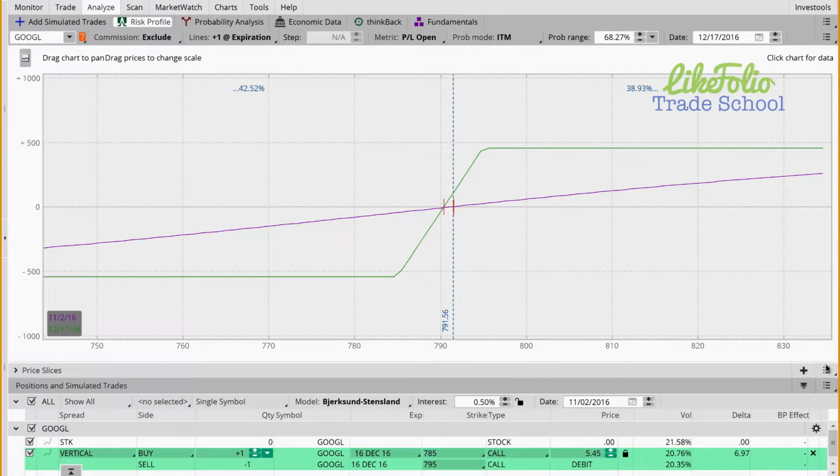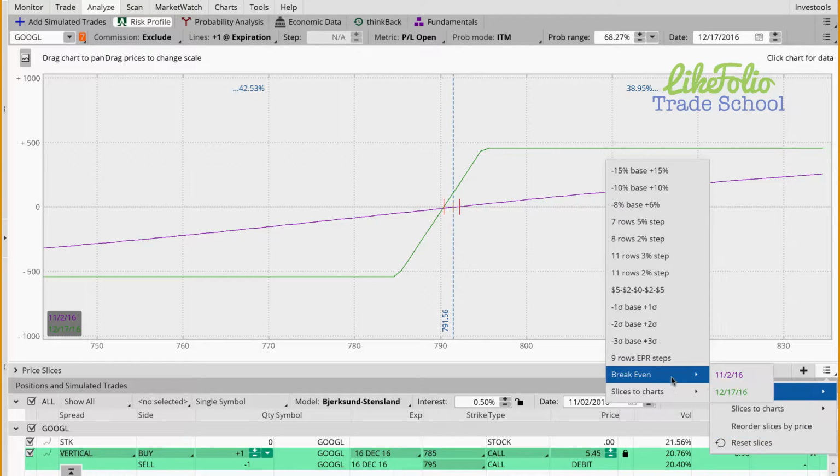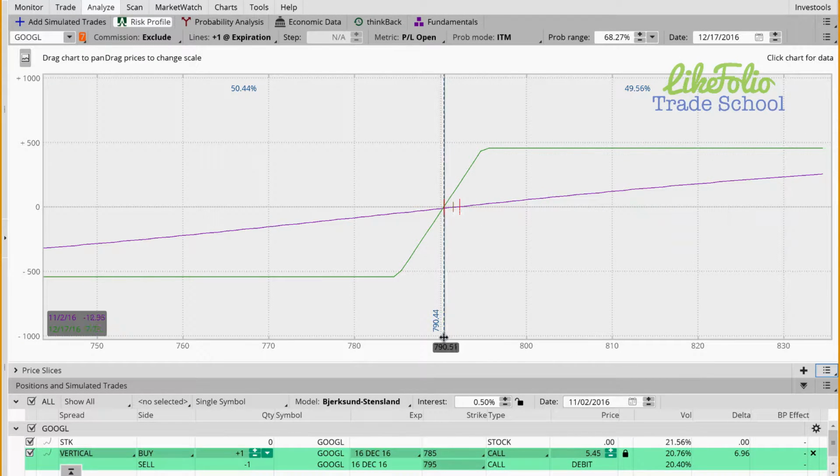Okay, so I'm going to go over here to show actions menu, left click, set slices to break even, choose the settlement date. It's going to move our break even over here to 790.44. So essentially, we've got another 50-50 coin flip. 49.56 in the profit area, 50. So this is pretty much right at 50-50.